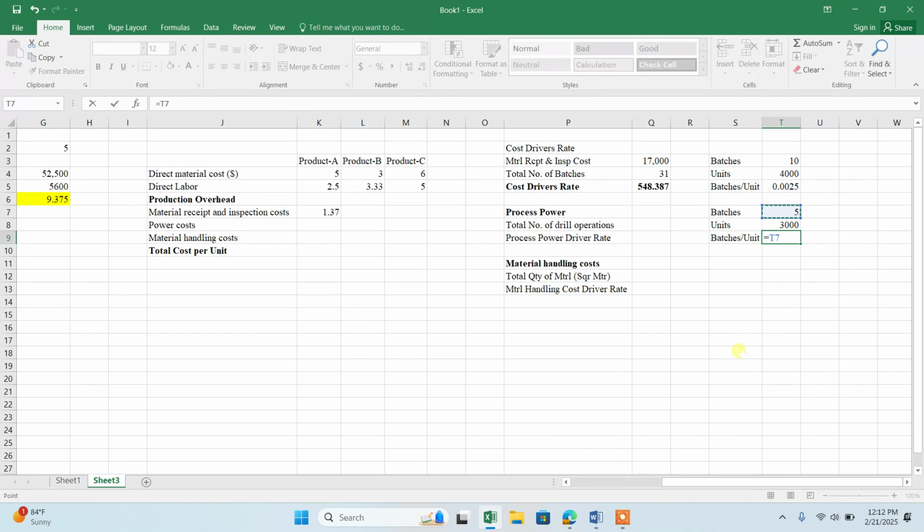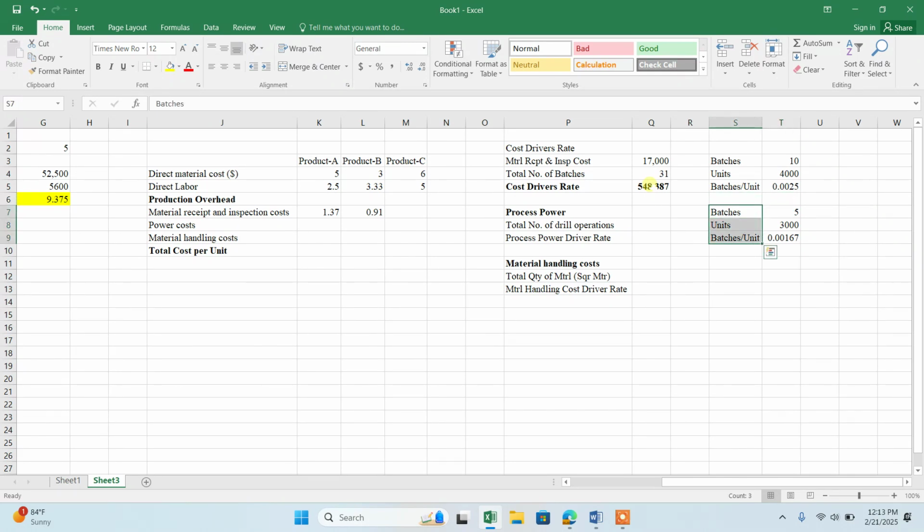If I divide 5 by 3,000, for one unit I require 0.00167 batches. And how much does one batch cost me? One batch costs 548.81, which came from 17,000 divided according to the batches used by product B. So this is the cost of the material and receipt inspection, but for one unit.